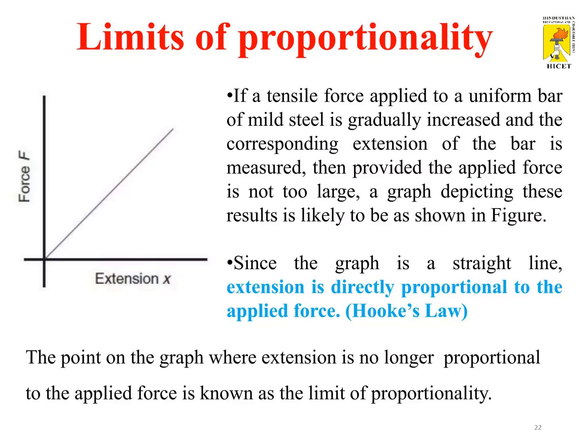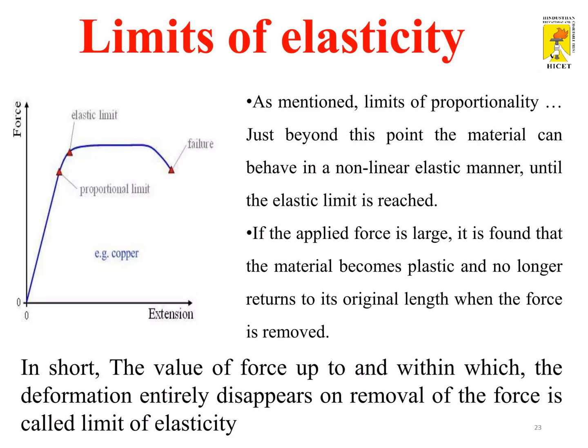Limit of proportionality: force by extension is called proportionality. The extension is directly proportional to the applied forces. Stress is proportional to strain, which we call Hooke's law, the best example for finding the limit of proportionality. Then the limit of elasticity. So there is a proportional limit, an elastic limit, and the failure state. These are the limits. In short, the value of the force up to which the deformation entirely disappears on removal of the force is called the limit of elasticity.